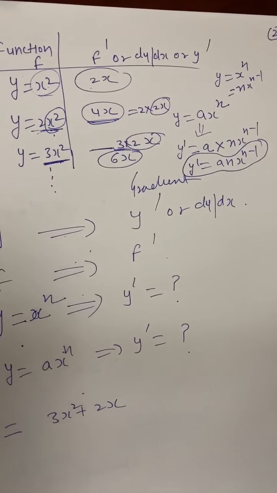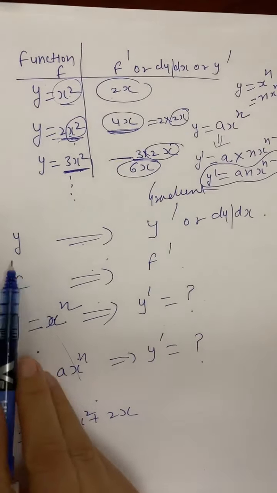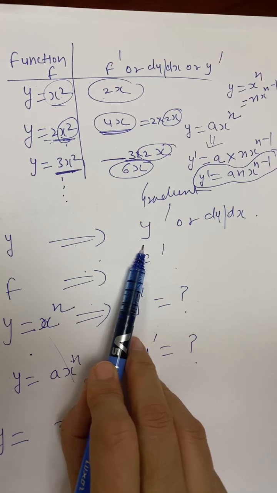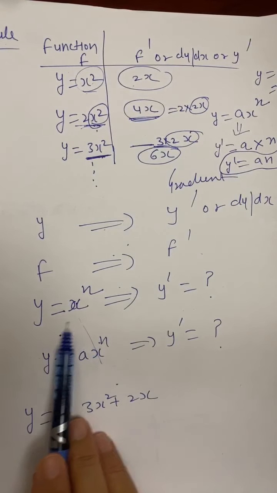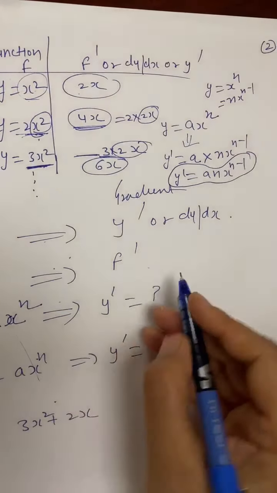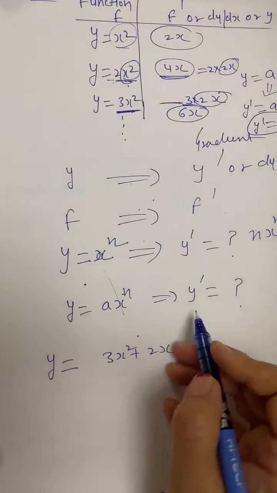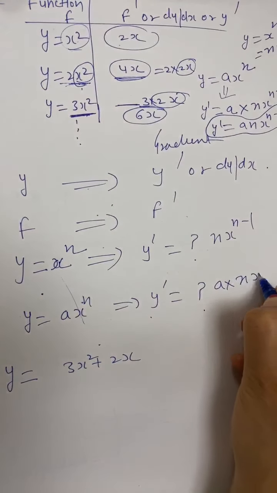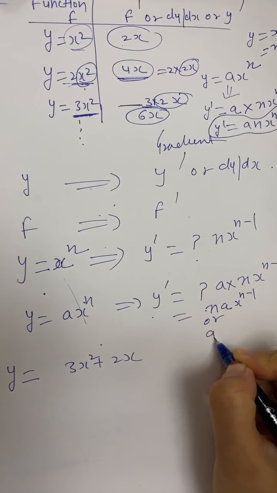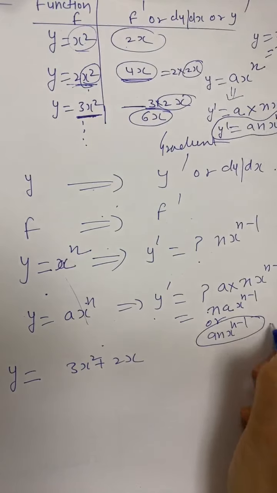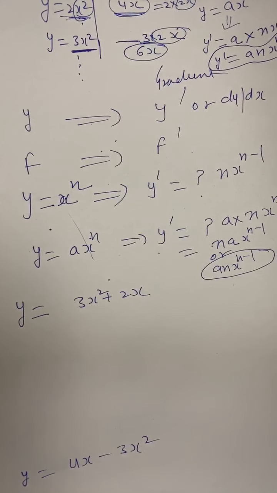Before I recap the rules, I want to just remind you about the notations. If you have y, the y prime is the notation for gradient, or you can use dy by dx. If it's f, you use f prime. Now, we already know the generalization for y is equal to x to the power n, y prime is n x to the power n minus 1. And for y is equal to a x to the power n, y prime is a stays the same and then n x to the power n minus 1. So that is n a x to the power n minus 1, or a n x to the power n minus 1. So make sure that you take notes properly, and so far we did only two general rules.